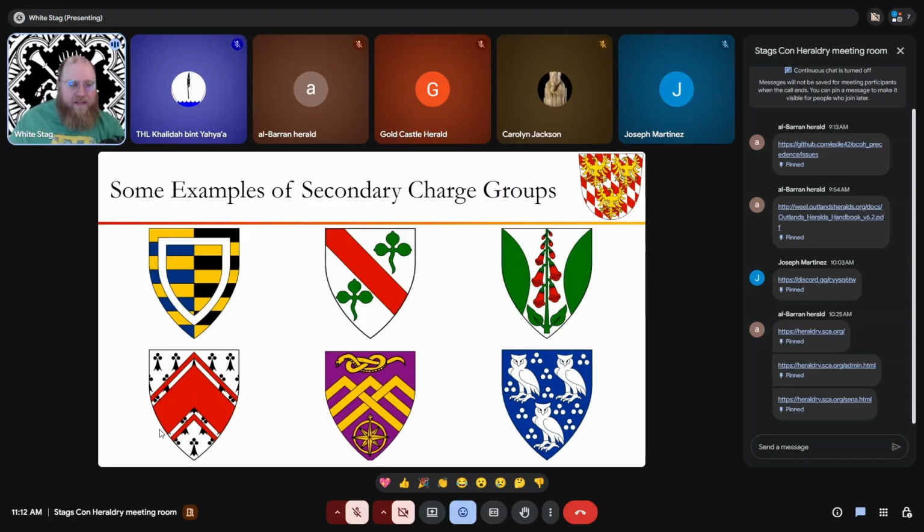And in bottom left, you have a central ordinary, the chevron, and the red lines offset from the chevron. Those are cotises. So this is ermine, a chevron cotised gules. The cotises are a secondary charge group.